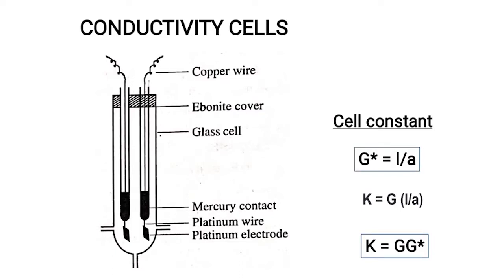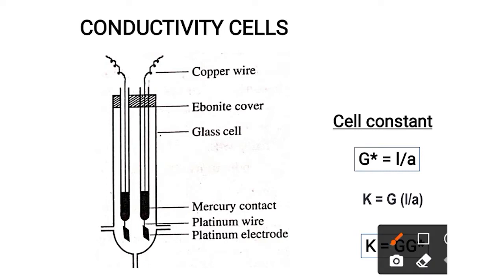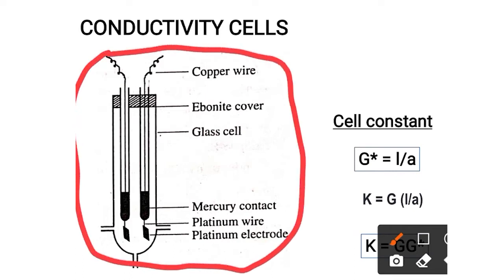There are various types of specially prepared cells that are used in conductance measurements, and these cells are called conductivity cells. Here is a schematic representation of a simple type of conductivity cell in this slide.